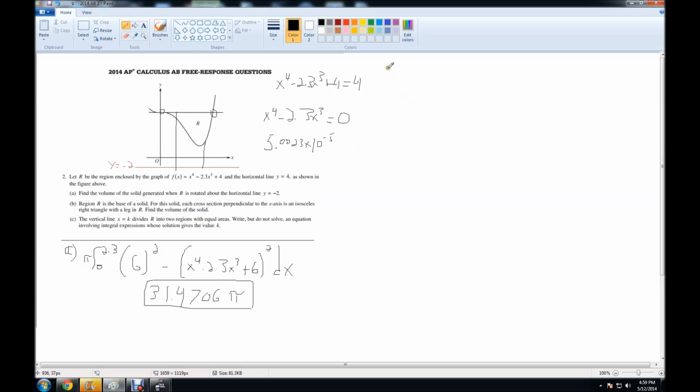Part B. Let's write it all the way up here. And let's draw a line to divide the work. Good enough. Oh, no, never mind, not straight. Part B. Region R is the base of a solid. For this solid, each cross-section perpendicular to the x-axis is an isosceles right triangle with a leg in R. Find the volume of the solid.